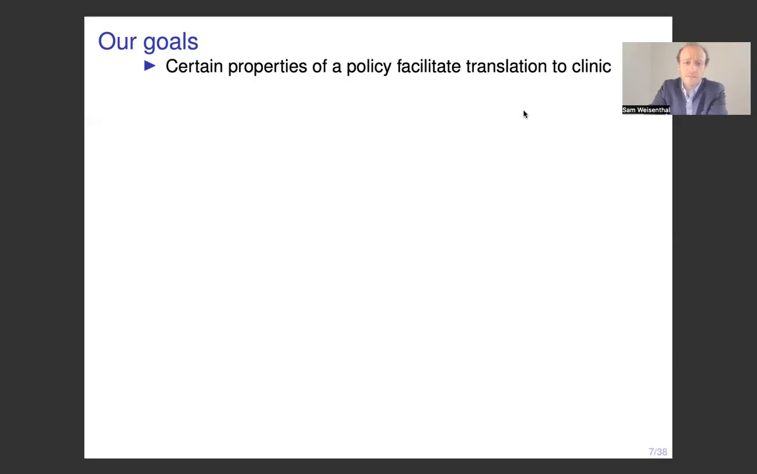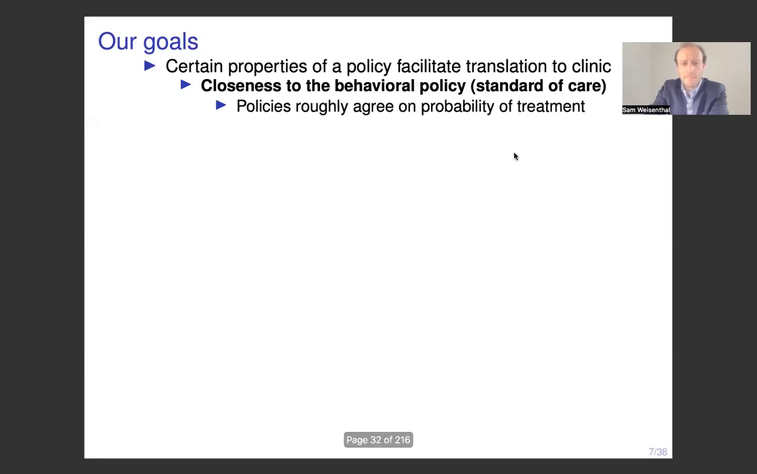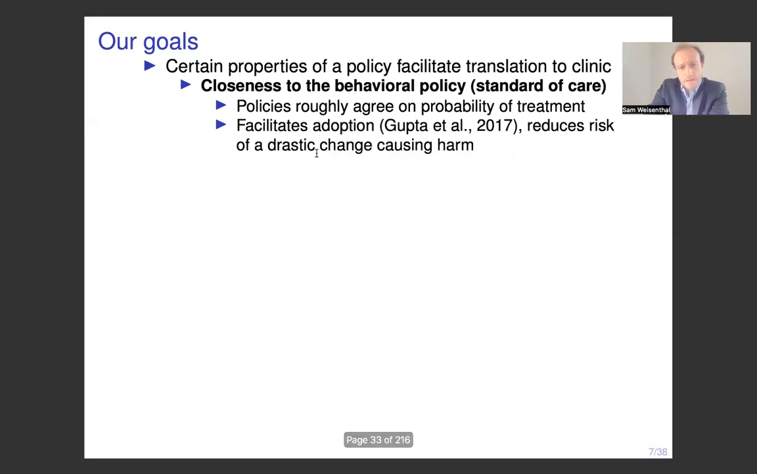We suspect that two properties aid with this. The first property is that the policy, the new treatment strategy, be close to the behavioral policy, or to the standard of care. We define this as the policies roughly agreeing on the probability of treatment. We think this facilitates adoption because if one tells a healthcare provider to prescribe, for example, with probability 0.99, but the healthcare provider's intuition, or the standard of care, is to prescribe with probability 0.01, the recommendation of the model likely will not be adopted.